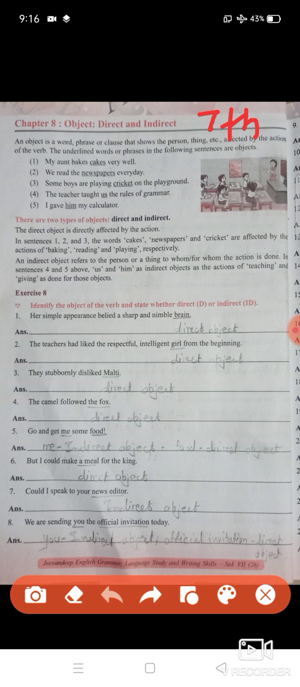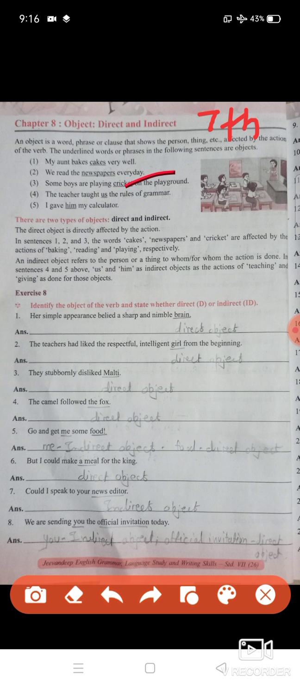In the first, second, third sentences, the words cake, newspaper, cricket are affected by the action of baking, reading and playing respectively. An indirect object refers to the person or things to whom or for whom the action is done. In sentence numbers 4 and 5, us and him, to whom or for whom the action is done. That is called indirect object; the action of teaching and giving is done for those objects. So the first three are direct objects, and the 4th and 5th are indirect objects.